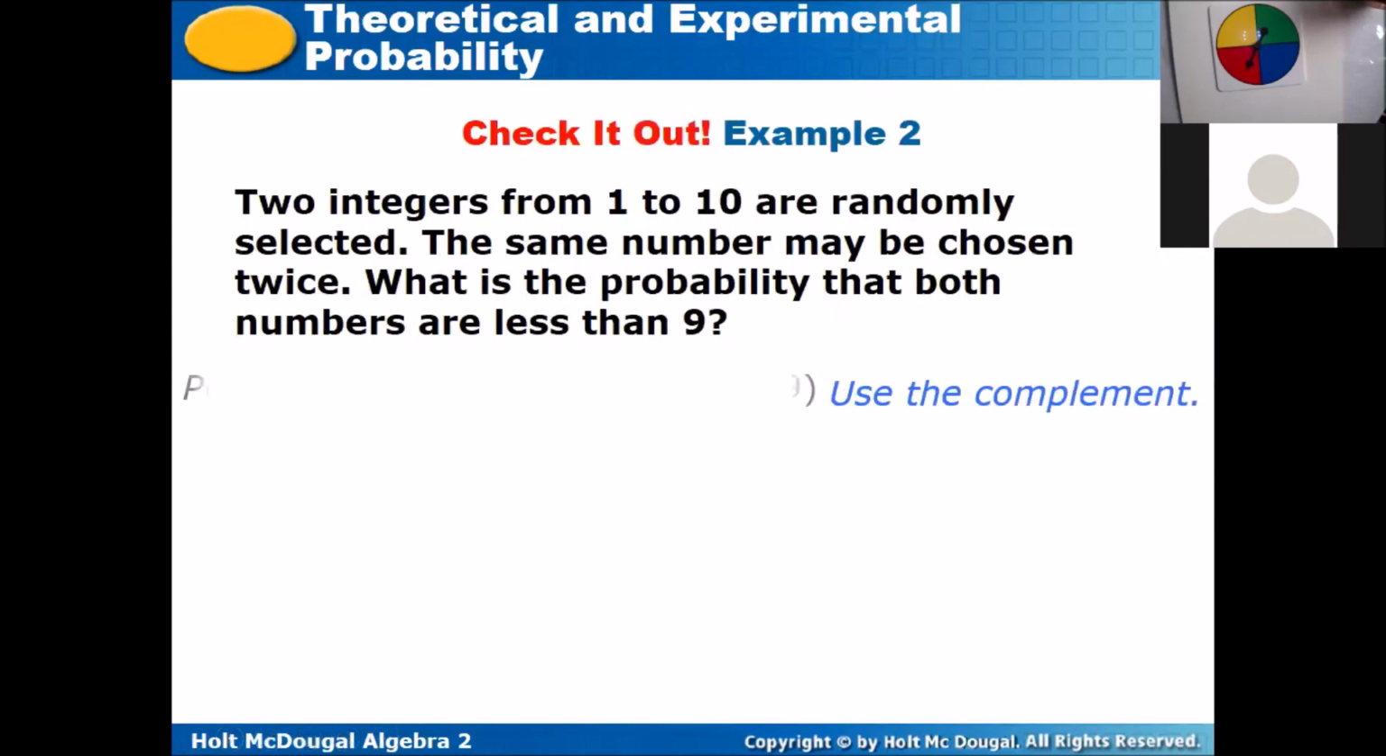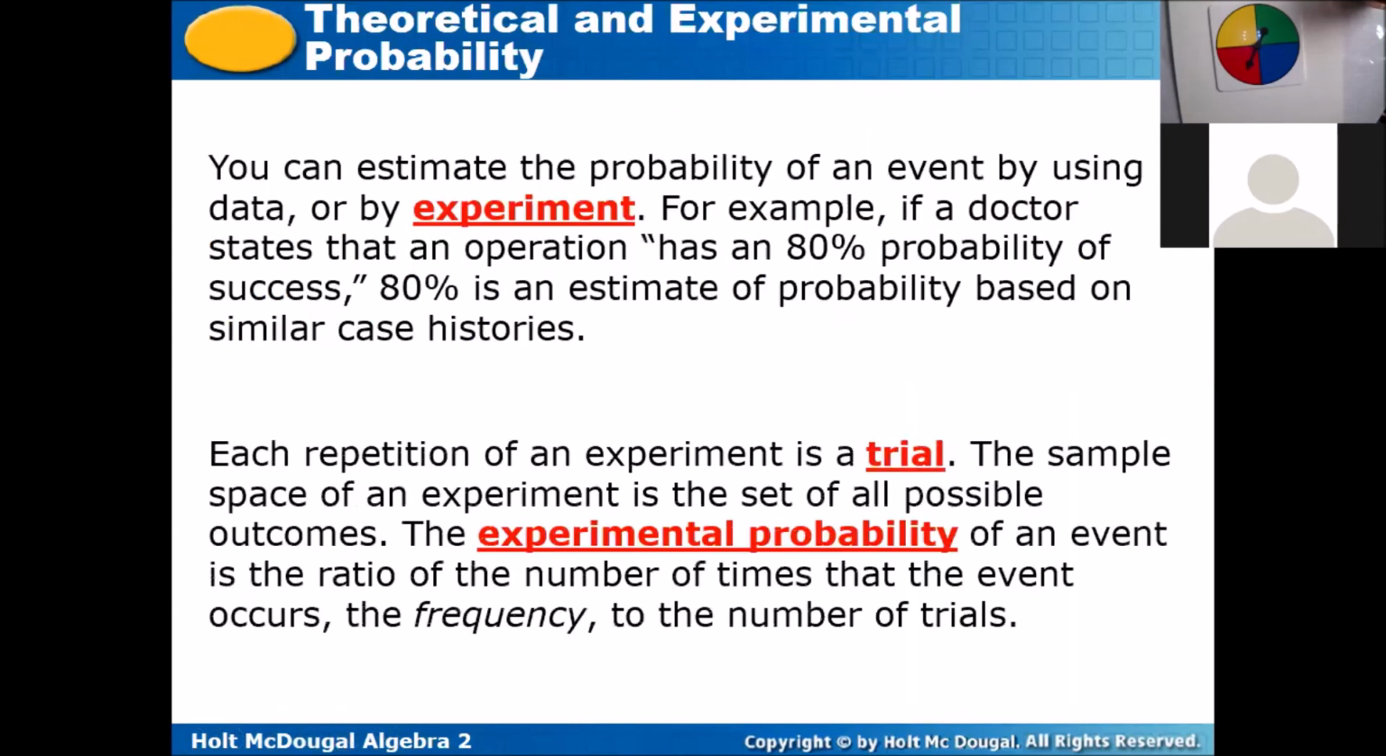All right, so you guys would go ahead and do the check it outs. And now this is where we're talking about experimental probability versus theoretical probability, okay? When it talks about experimental probability, it means that this time we're going to do something a number of times, and we're going to determine if that event actually occurred.